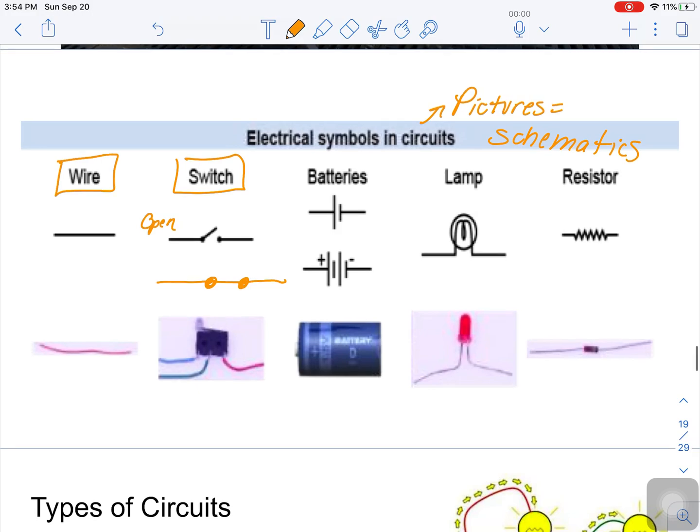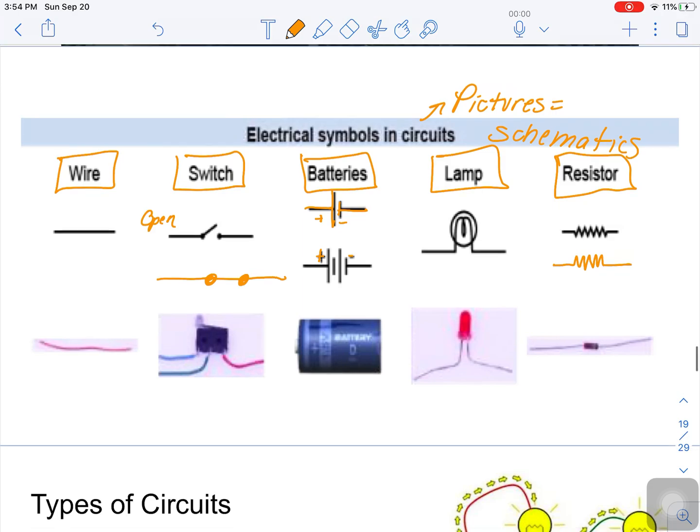Batteries I draw like this. So I have a longer line and then a shorter line. Some people also draw the positive and the negative charges on here, but when I draw it, the positive end is the longer line, negative end is the shorter line. I draw a lamp or a bulb like this. And if I just put one of those little colorful ceramic resistors on my wire, I draw it like this. And that's a component just to show that I'm slowing the speed of that current in those electrical wires.